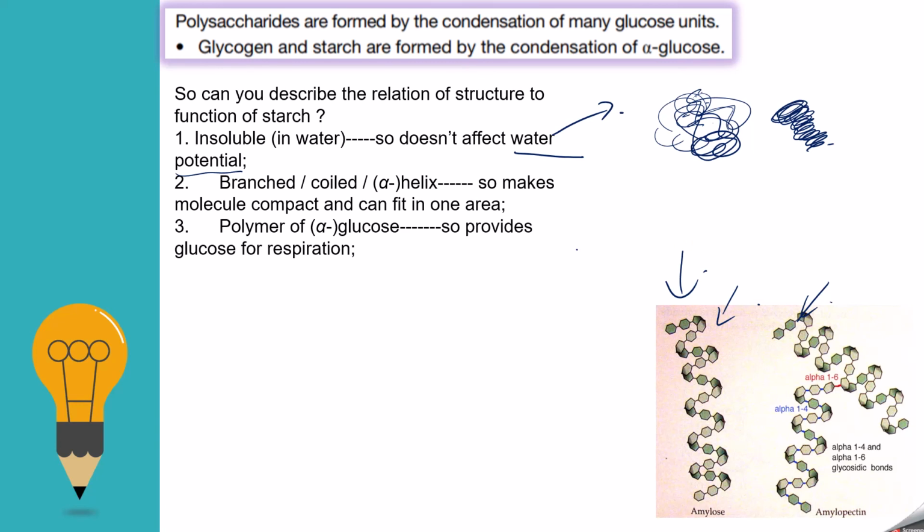So because it's a polymer of alpha glucose, it provides energy for respiration, and as you should know from GCSEs, glucose is used in respiration to make energy. Now because we've got amylopectin, which is branched, as you can see here, that means there's more surface area, and therefore enzymes can act upon it a lot quicker to break it down faster.